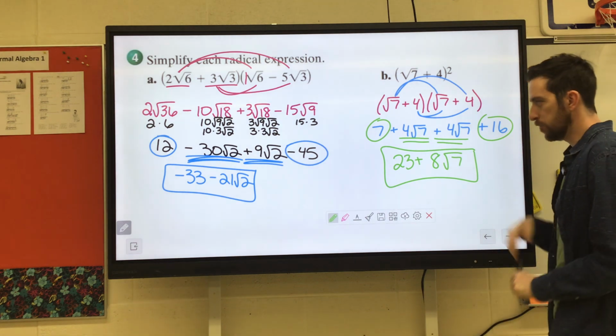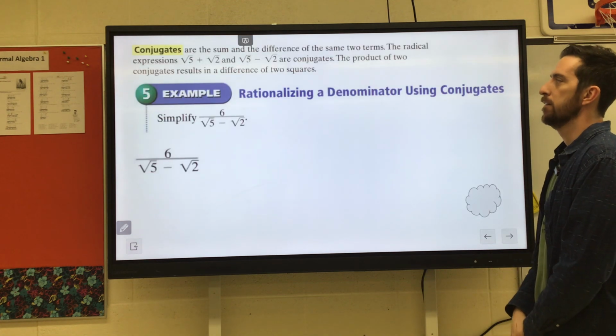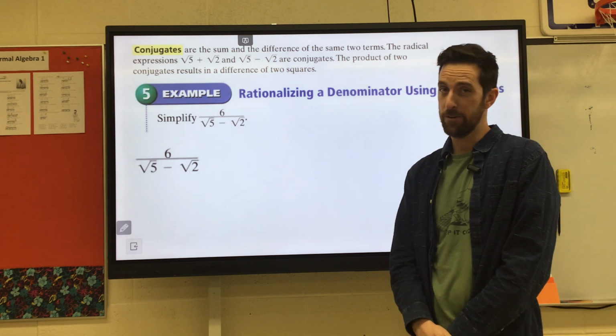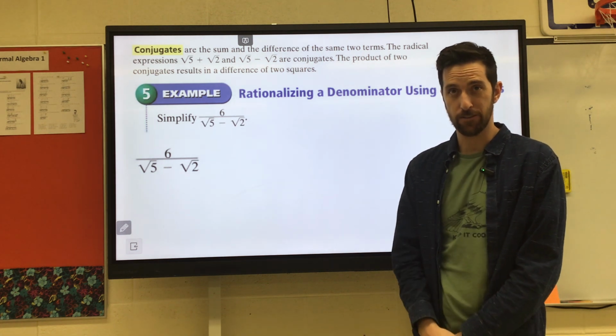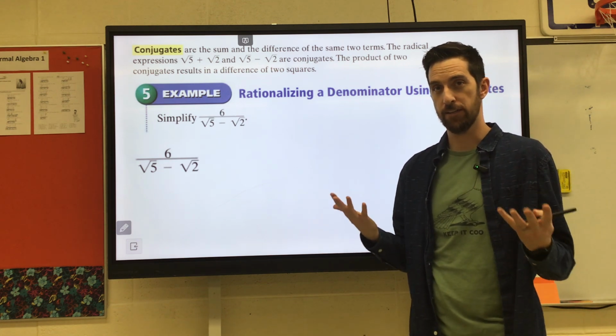I'd like to show you one more thing. Remember, you are not allowed to have radicals in the denominator. We have to clear them. Now this has subtraction with the radicals in the denominator. So we're going to use what's called a conjugate to cancel that out.